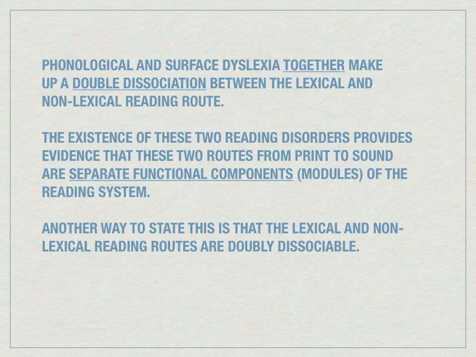So phonological and surface dyslexia together make up what we call a double dissociation between the lexical and the non-lexical reading route. And the existence of these two reading disorders provides evidence that these two routes are separate functional components of the reading system, or separate modules or modular systems. And another way to state this is that the lexical and the non-lexical routes are doubly dissociable. We can impair one and not the other.